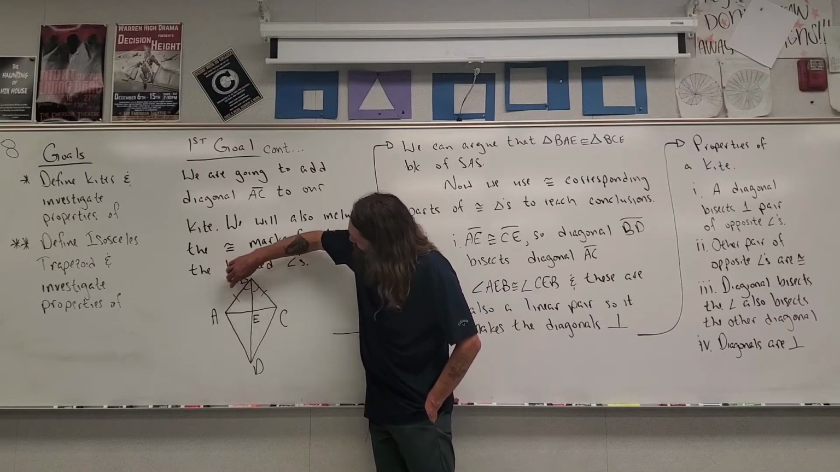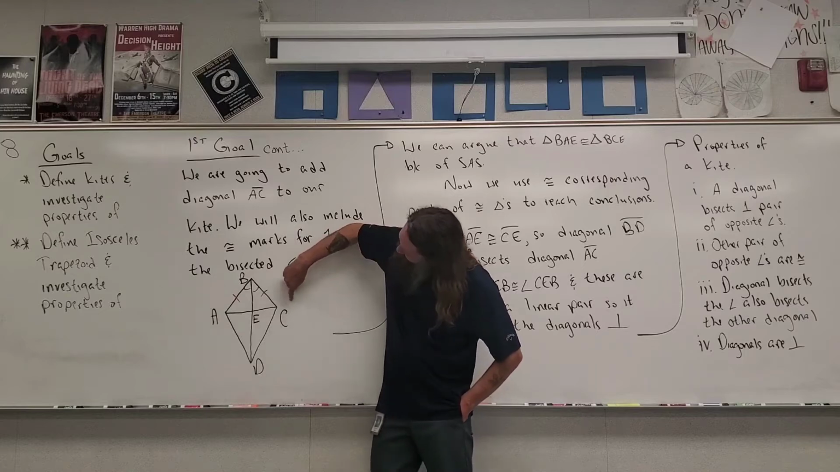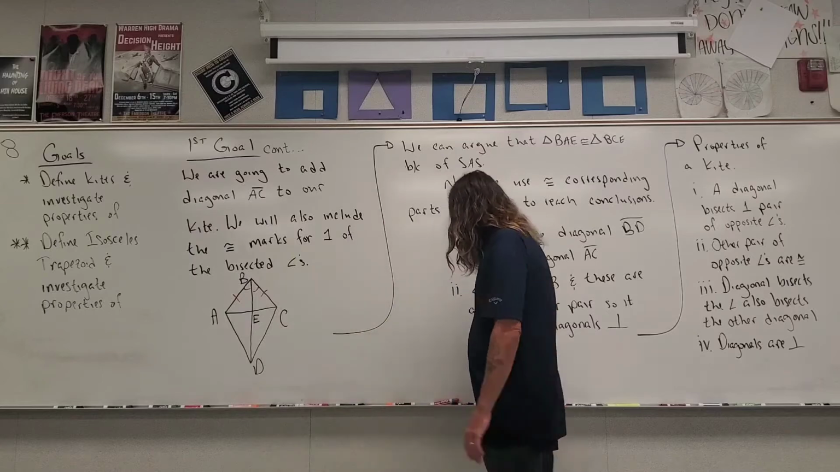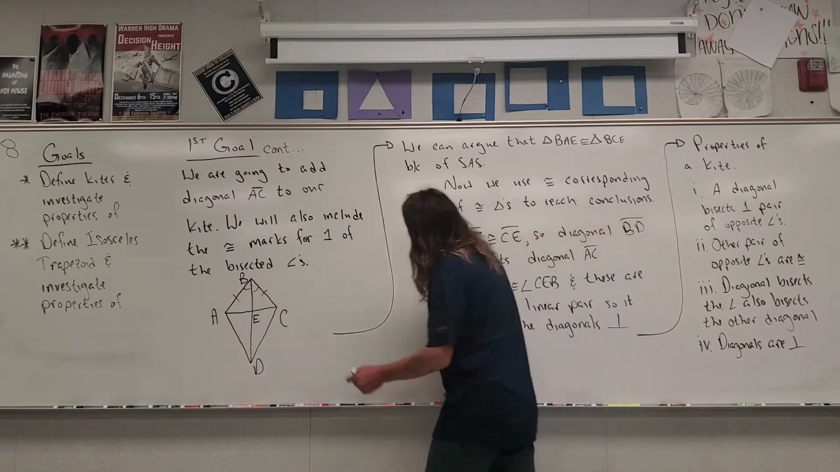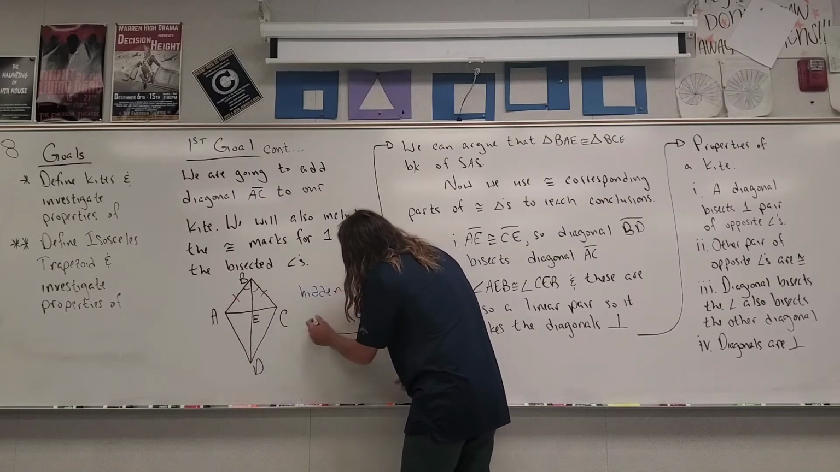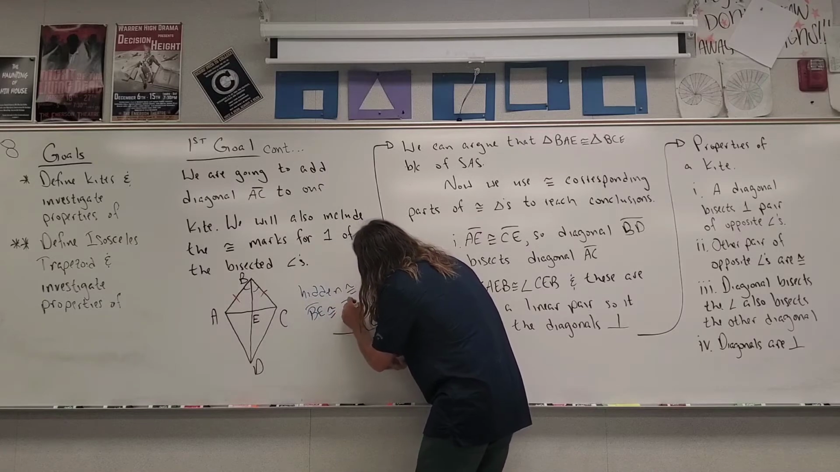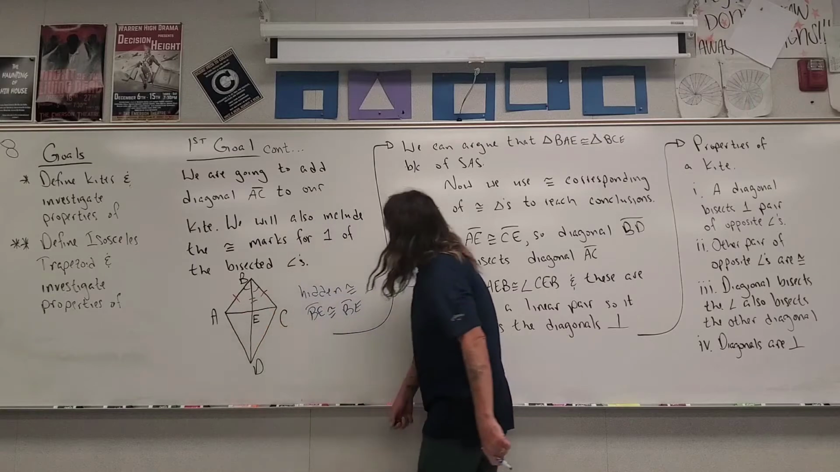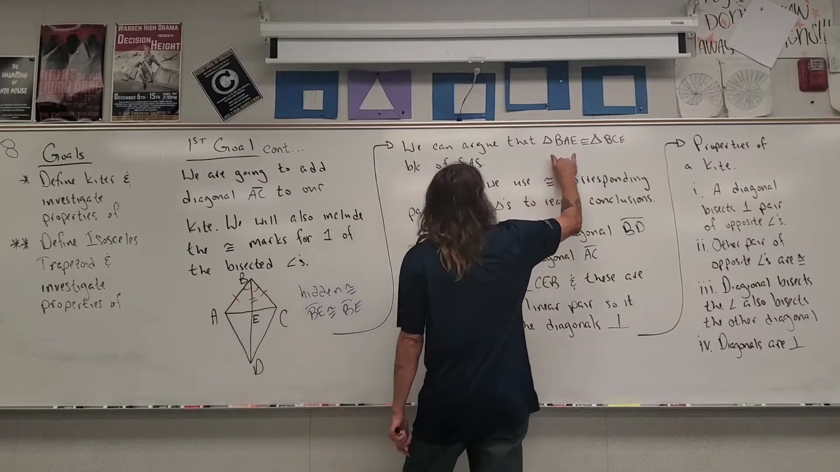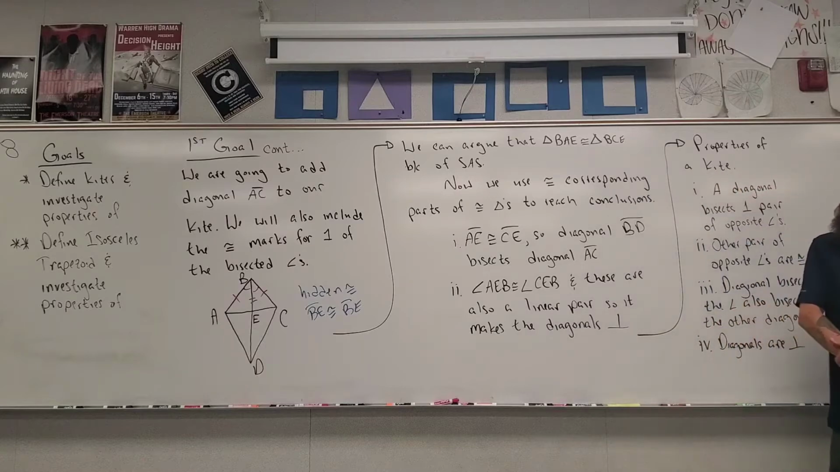I have side AB being congruent to side BC. I have angle ABE being congruent to angle CBE. I also have a hidden congruence: side BE is congruent to side BE. Let's write that down. And if I mark it, maybe you'll see it a little bit better. We can argue that triangle BAE is congruent to triangle BCE by side angle side. Now we have congruent triangles.